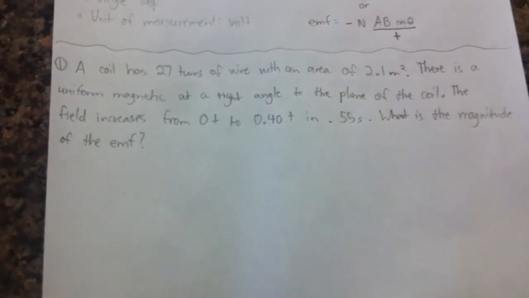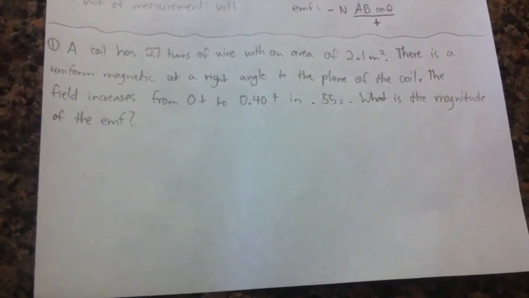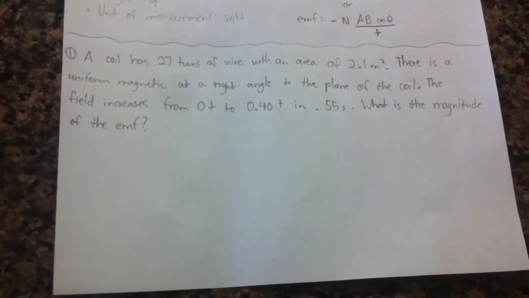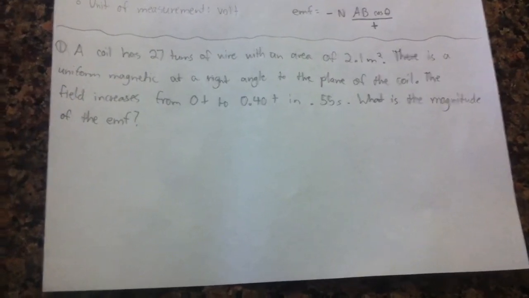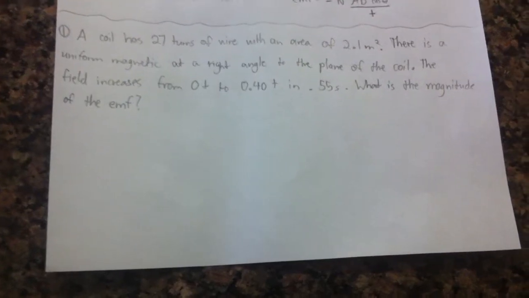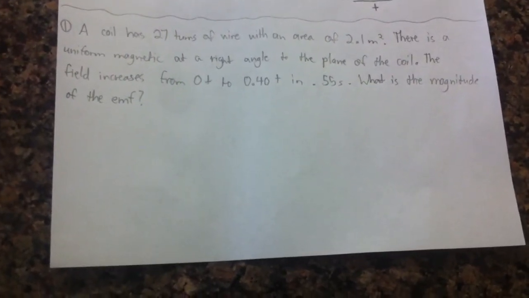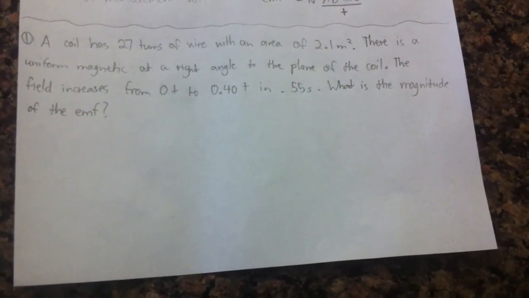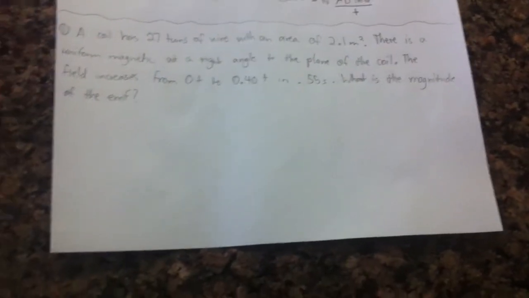A coil has 27 turns of wire with an area of 2.1 meters squared. There is a uniform magnetic field at a right angle to the plane of the coil. The field increases from 0 teslas to 0.4 teslas in 0.55 seconds. What is the magnitude of the EMF?